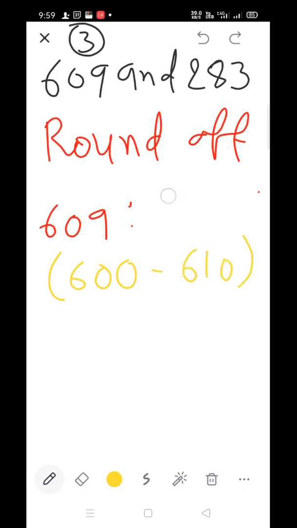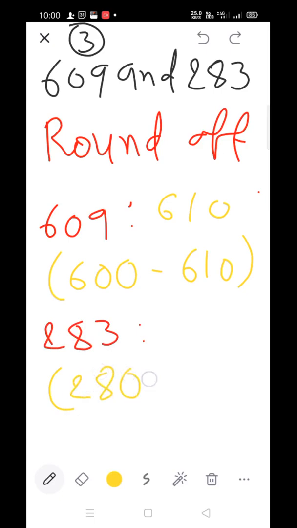So it is closer to which? 610. Now round off 283. It is between 280 and 290, so closer to 280. So we got the round off of both: 610 and 280.